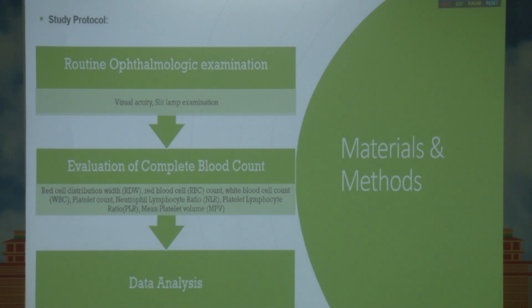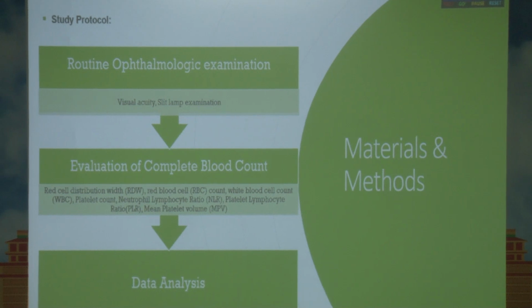We followed a simple protocol where all the patients were first subjected to routine ophthalmologic examination comprising mainly visual acuity and slit lamp examination, followed by evaluation of complete blood count, where we got parameters like the red cell distribution width level, RBC count, WBC count, platelet count, neutrophil lymphocyte ratio, platelet lymphocyte ratio, and mean platelet volume. Following that, we went for the data analysis.